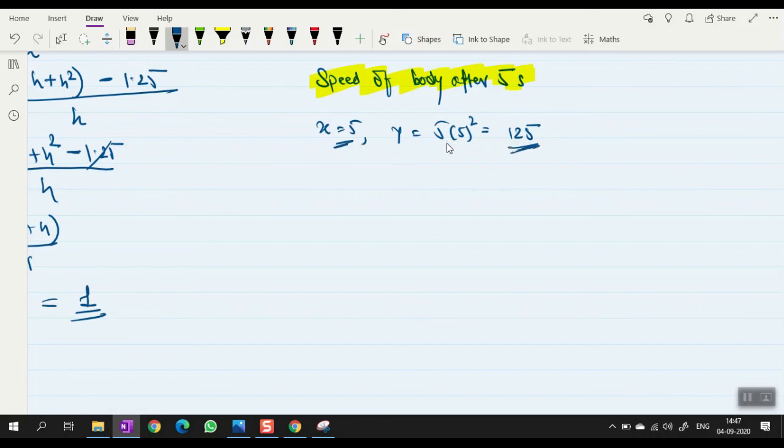So x is your time and y is your distance. Now the speed of the body after 5 seconds. How will we find the speed? Speed of the body is nothing but the slope of the tangent to the curve.